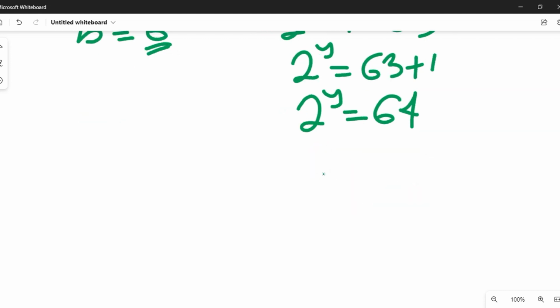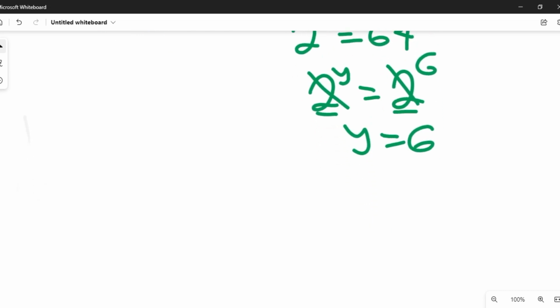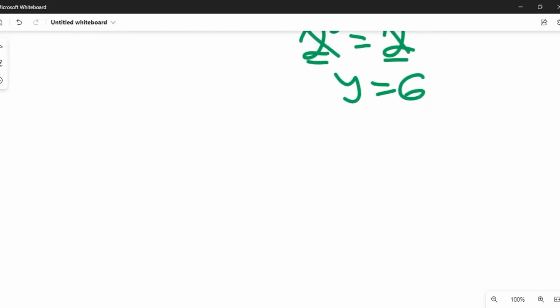2 raised to power y will be equal to 64, which will give us 2 raised to power 6, because 2 times 2 times 2 times 2 up to 6 will give us 64. So we've created the common base which will clear this, and then we'll have our y to be equal to 6. In this solution, we have gotten the value of b, and we've gotten the value of y. Our b we have seen is equal to 6, and we've gotten our y to be equal to 6.